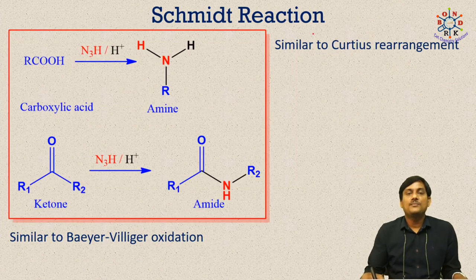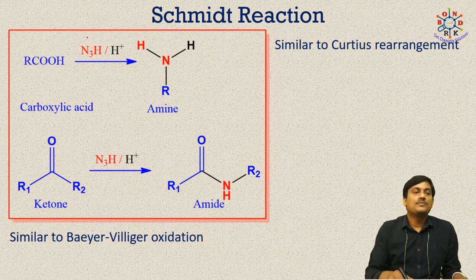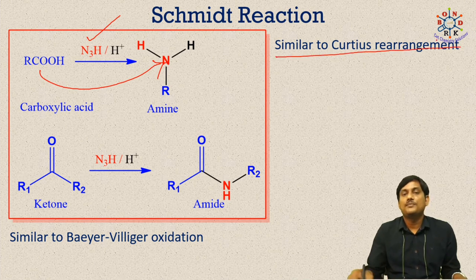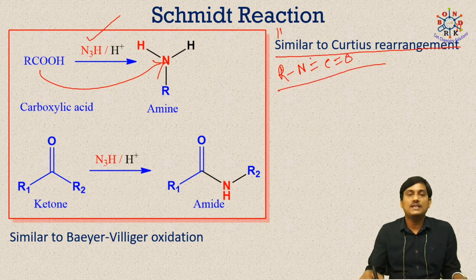Schmidt reaction: when you treat carboxylic acid with hydrazoic acid in presence of H+, the carboxylic acid is directly converted into amine. This one is similar to Curtius rearrangement. In this rearrangement, we will get isocyanate intermediate, R-N=C=O. Well, this is the intermediate which is generated in the Schmidt reaction.